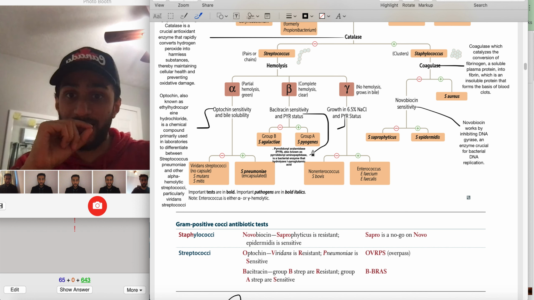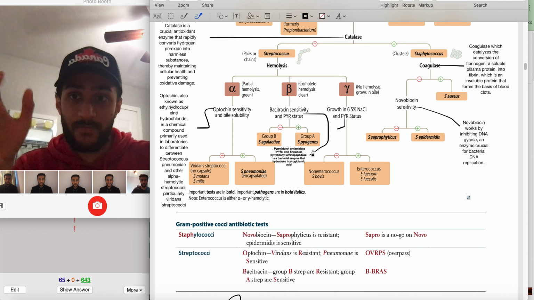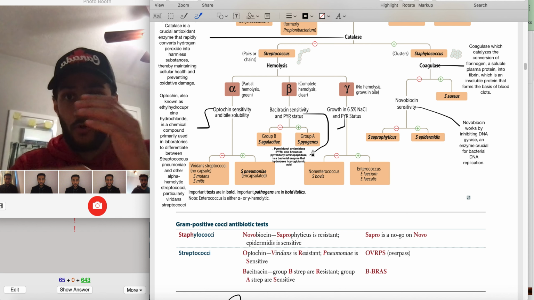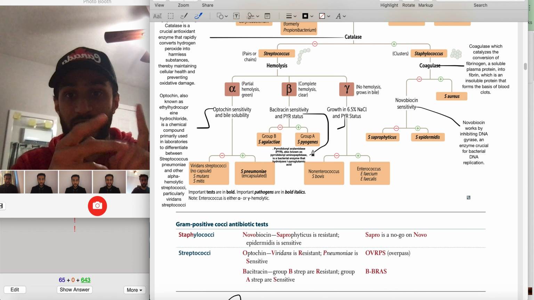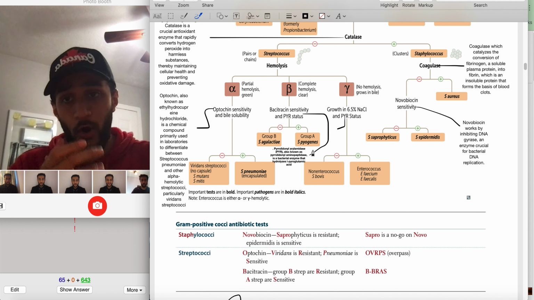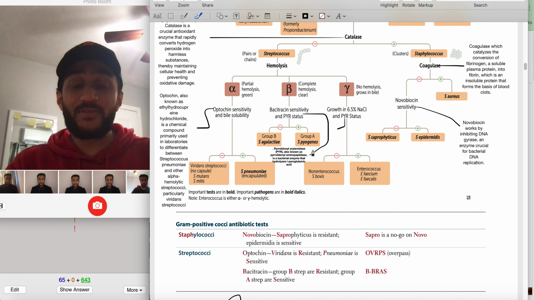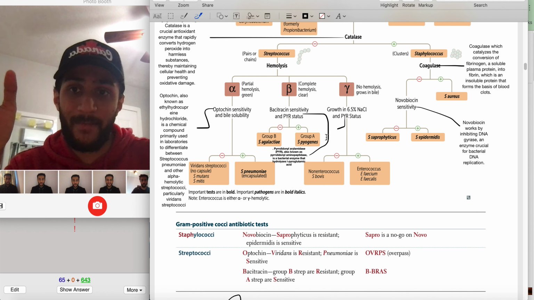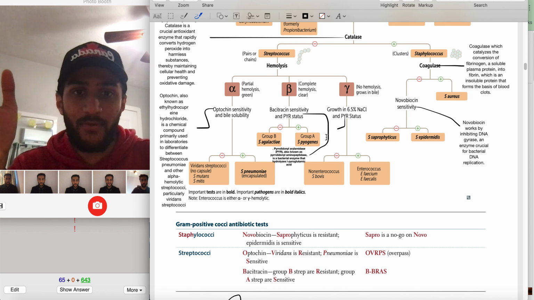And optochin, basically, again, is a compound that was used to help differentiate the two. And the other one is Streptococcus viridans, which includes Streptococcus mutans and sanguis, which are going to be there for infective endocarditis. Let's come into beta hemolysis. So beta hemolysis means complete clear hemolysis, and this can also be divided into two main groups. One is going to be bacitracin sensitive, and one is going to be PYR status.